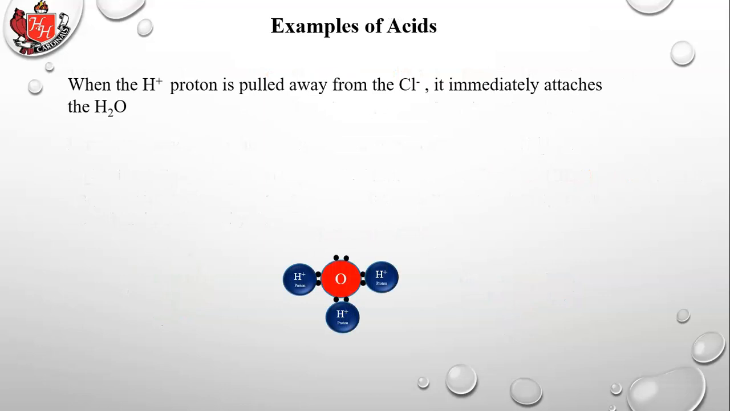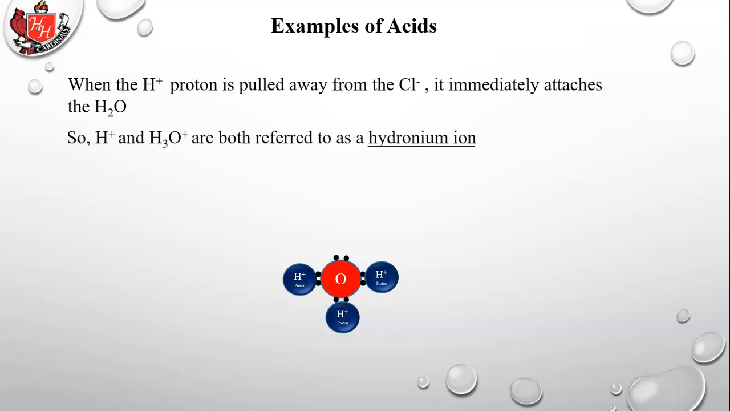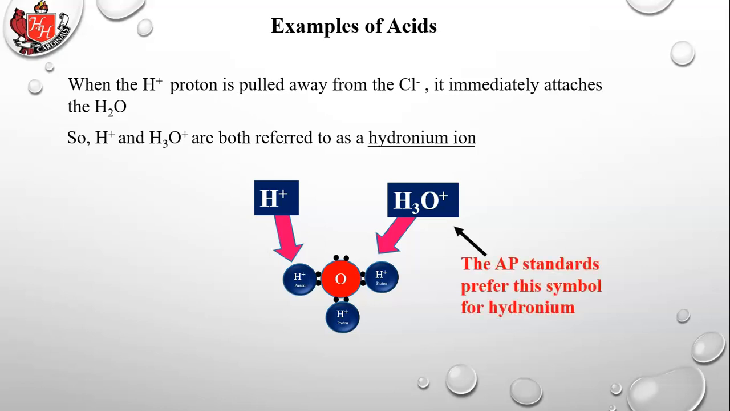When the H plus proton is pulled away from the Cl-, it immediately attaches to H2O. So H plus and H3O plus are both referred to as hydronium ions, and you can use either of those notations. The H plus technically is just the proton, whereas the H3O plus is a proton attached to the water molecule. But in chemistry, we treat them as though they mean the same thing. The AP standards prefer this symbol for hydronium, and so do I, because it reflects what you're seeing there: 3 hydrogens and 1 oxygen.